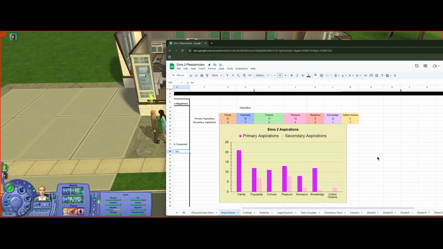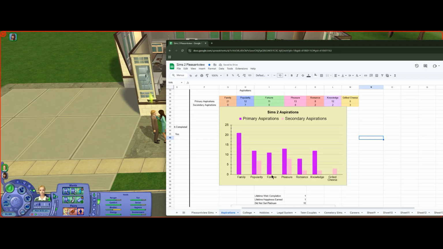And this is what I mean when I say I wanted to look and see what my Sims have. So now we have the number of Sims with their primary aspirations and a number of Sims with their secondary aspirations. So we know we got one Sim that got knowledge. So now we have 2 Sims. And then we got another Sim with grilled cheese. So now we got 3 Sims. And I just update this chart here and it just moves for me.